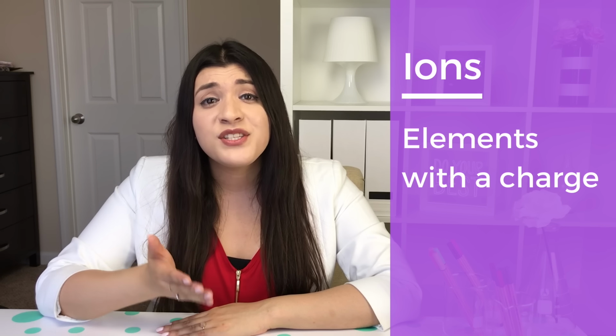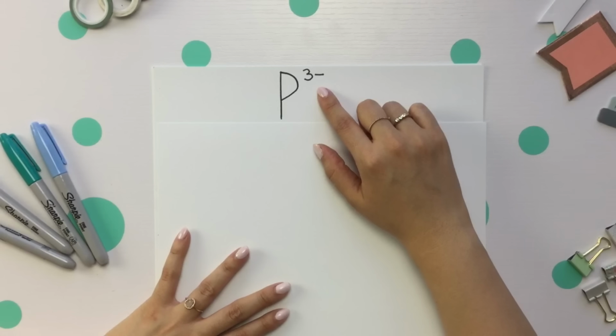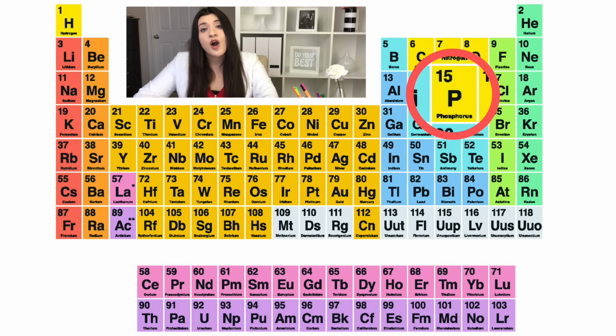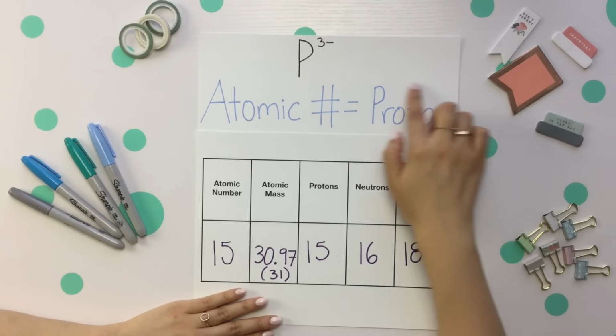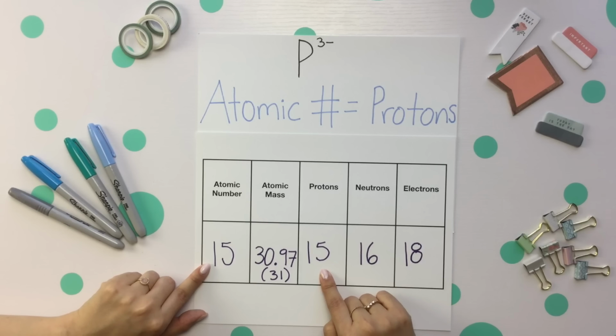Let's talk about ions. Ions are elements with a charge. Phosphorus has a charge of -3. Let's figure out our atomic number and how many protons there are. Looking at your periodic table, let's figure out where phosphorus is, then the atomic number will be on top. Your atomic number is equal to the same amount of protons. So our atomic number and protons will both be 15.